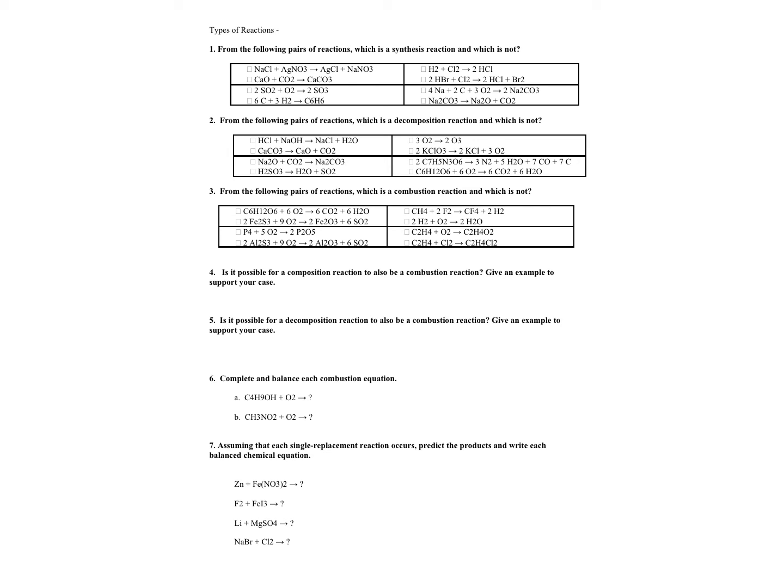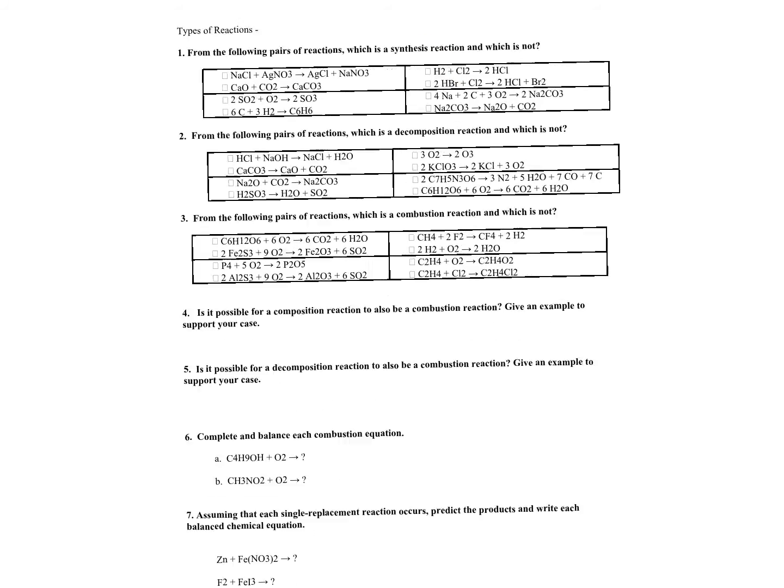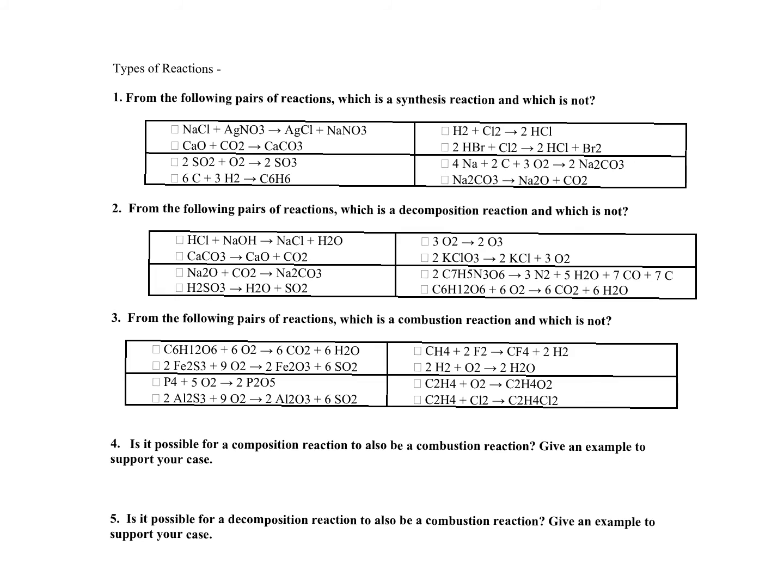For the next part of section D, it says from the following pairs of reactions, which is a synthesis and which is not. So let's look at the first pairing, which is these 2 pairs here. Let's make this bigger. In the first instance here, we have sodium chloride and silver nitrate, and it's making silver chloride and sodium nitrate. So are we starting with separate components and making one? No, so it's not that one.